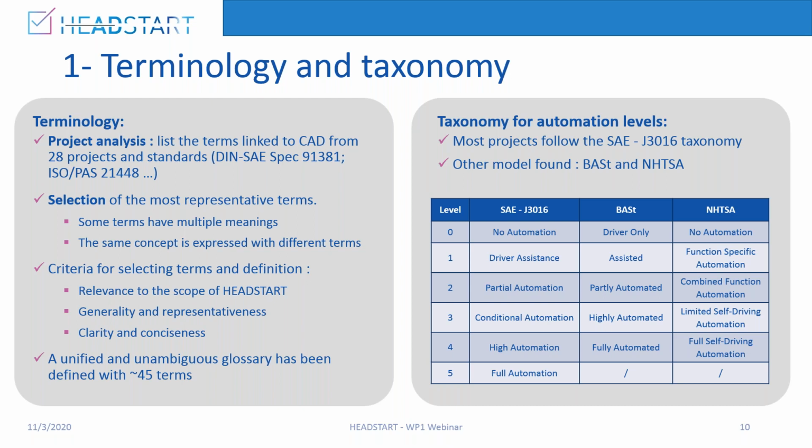Regarding the taxonomy that we found for automation levels, the most famous, of course, is the one from the SAE. So the very well-known 6 levels of automation from 0 to 5. But we also found other models, mainly from BASt and NHTSA, where there are 5 levels of automation from 0 to 4. So this table on the right is a little summary of that.